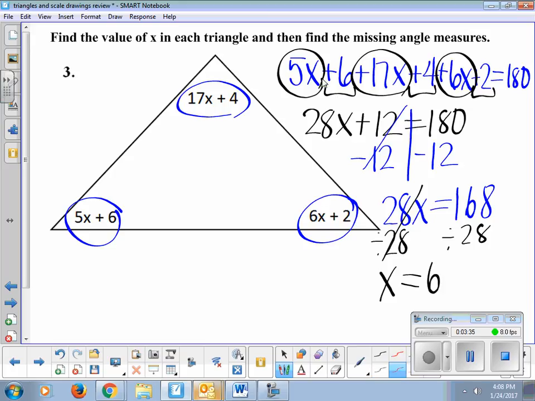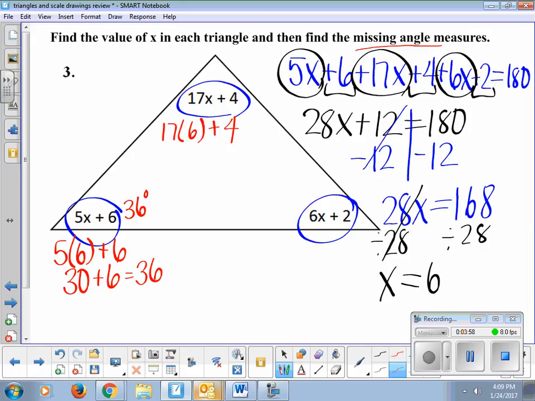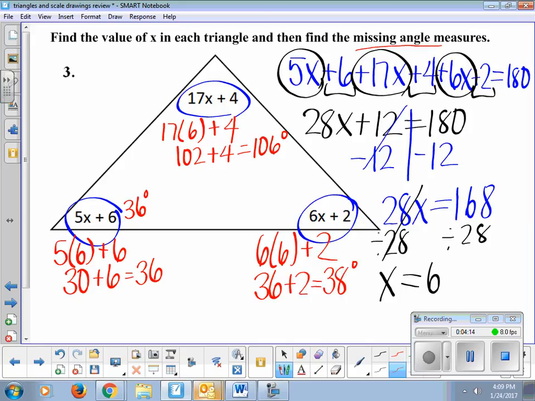They also wanted you to solve for your missing angle measures, so you're going to go back to each angle, and wherever you see an x, you're going to plug in your value of 6. 5 times 6 is 30, plus 6 gives us 36, so we know this angle is 36 degrees. Our top angle, instead of x, we're plugging in 6. 17 times 6 is 102, plus 4 gives us 106. And for our last angle, 6 times 6 plus 2. 6 times 6 is 36, plus 2 gives us 38 degrees.